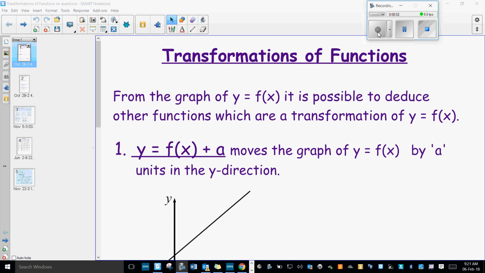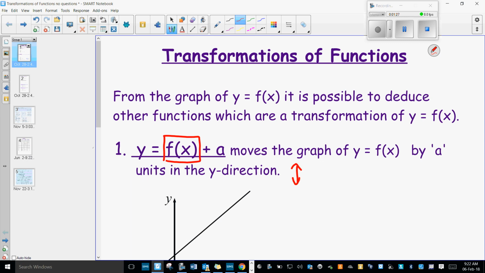Focusing on the first one, we've got y equals f(x). As I say, I've just generally said f(x). That graph could be anything. If I have something stuck on the end of it, what does that do to our graph? Moves it up. If I had a negative value for a, what would it do? Move it down. So it's moving the graph up or down. It says here, moves the graph of y equals f(x) by a units in the y direction. So we know it's going to be moving up or down.